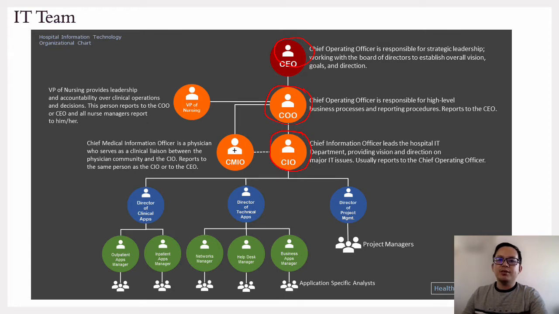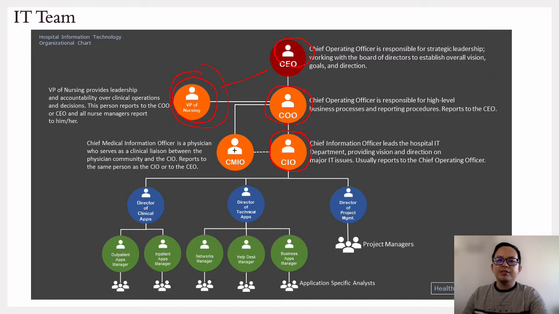Side by side with the COO is the VP of nursing. So this is where we can work. The VP of nursing provides leadership and accountability over clinical operations and decisions. He or she reports to the COO or CEO, and all nurse managers report to him or her. Each unit or ward in the hospital has one manager, so there are multiple managers that report to the VP of nursing. So this person here is responsible for clinical operations and decisions.